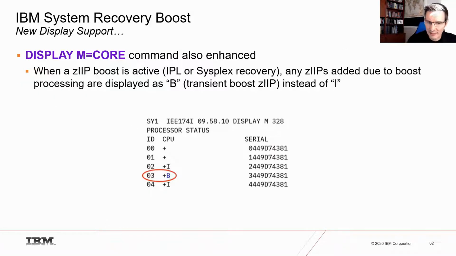And then the DISPLAY M=CORE command has also been enhanced to show an engine that is currently in this transient state, which is a boost zIIP. So processor ID number 3 before was an I, and now for whatever reason, there's a boost going on. It changed to a B, which means that processor can handle both zIIP work like it used to do, as well as GPP work. And then when the boost period is over and I do this display again, it will go back to I.